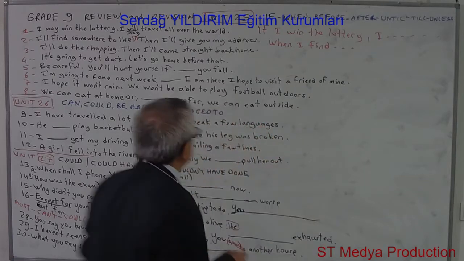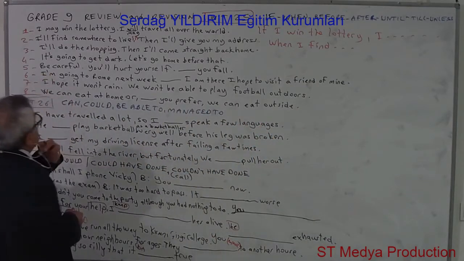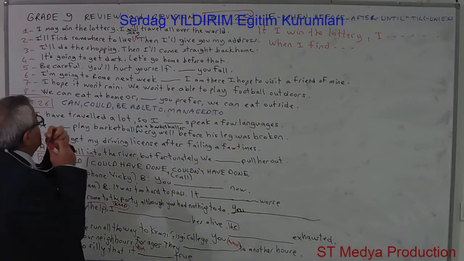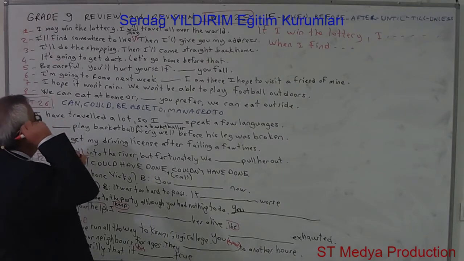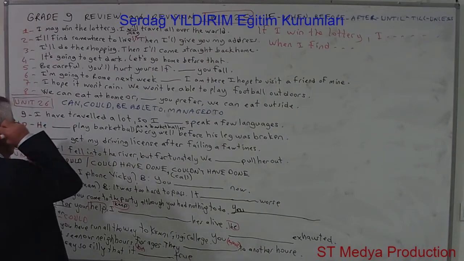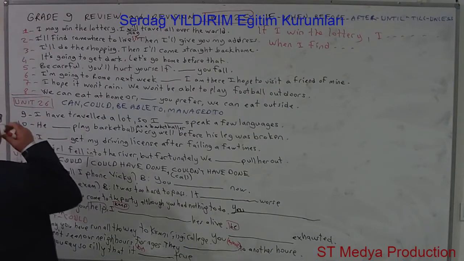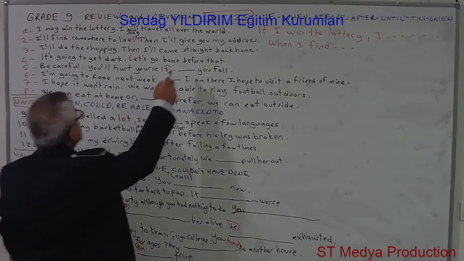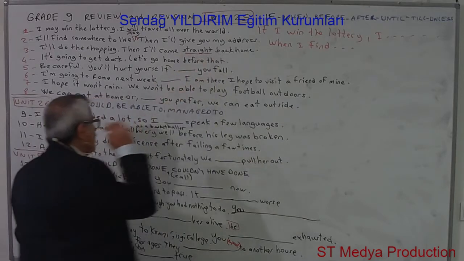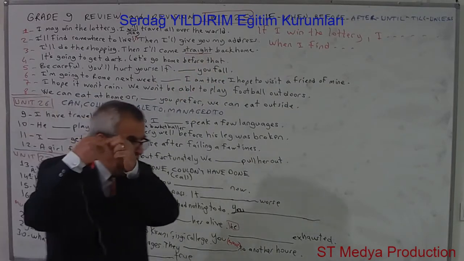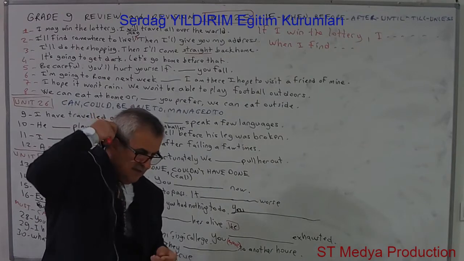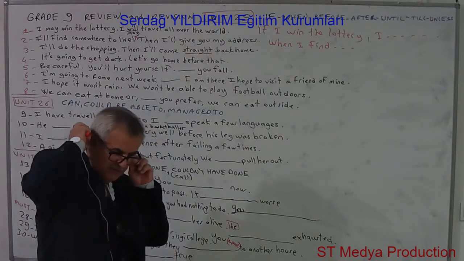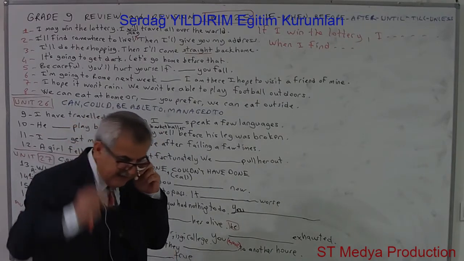Okay? So, my friends, I'll do the shopping. I'll come straight back home. Okay, my friends. So here it says, I'll do the shopping, then I'll come straight home. Do you know the meaning of straight? I won't go anywhere else, so I will directly go home. Okay? Straight means directly, my friends.